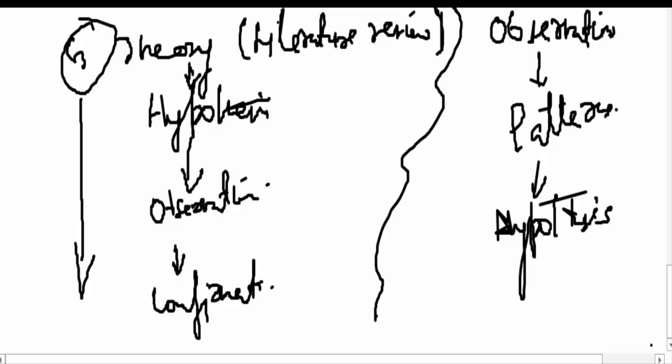It's not writing properly, some problem with the pen. You find patterns from the observation, then you create a hypothesis. You can explore the hypothesis or validate it and so on, and then from that you form a theory out of the hypothesis. So this is a totally different approach.